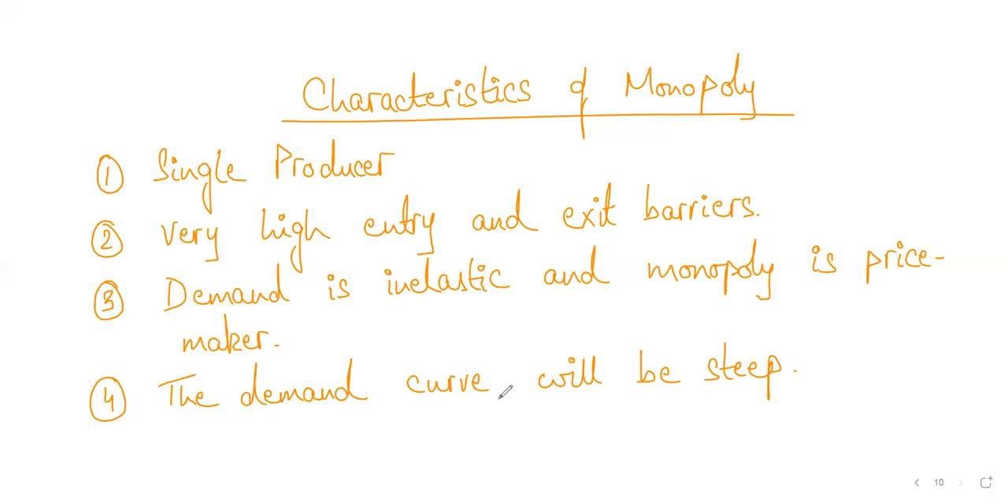Now we will move on and look at the graph. Let's quickly recap what we've just discussed. Monopoly, single producer: there's only one firm, or if there are multiple firms, there is at least one firm with a very high market share. The entry and exit barriers are very high. It's not very easy for new firms to enter the market. Demand is inelastic because you don't have much substitutes, and monopoly is price maker, which means whatever price it sets for the product, consumers have to buy at that price. And the demand curve will be steep, right? Now let's move on and look at the graph for monopoly.